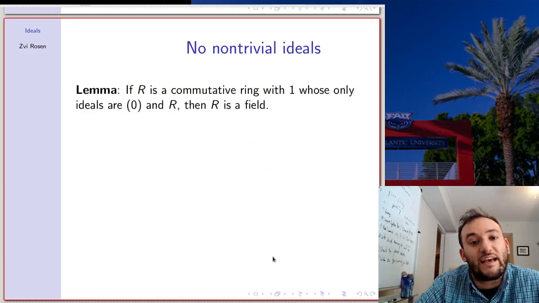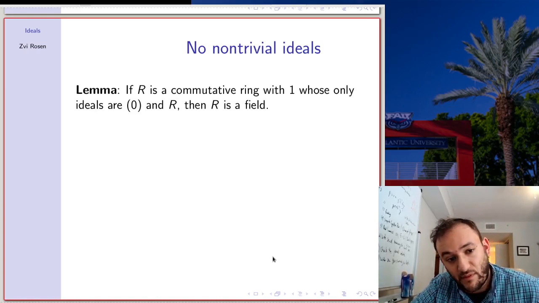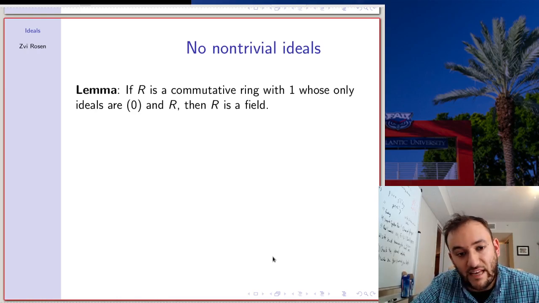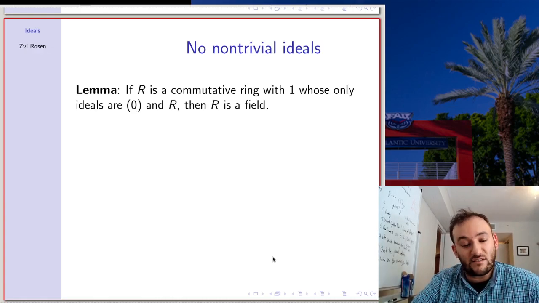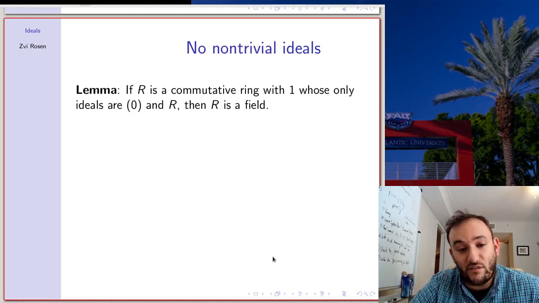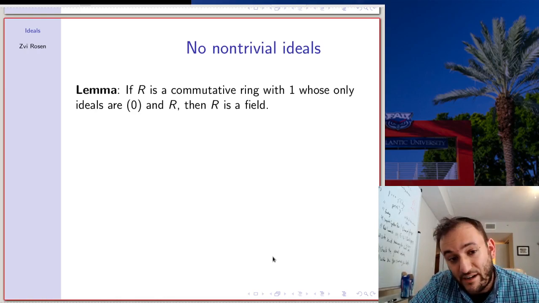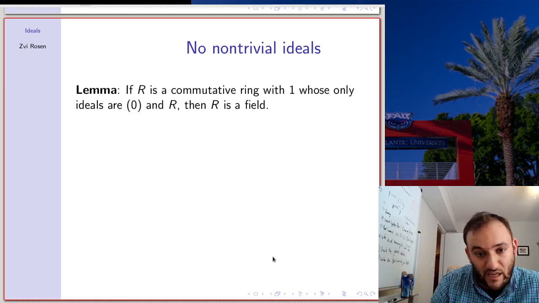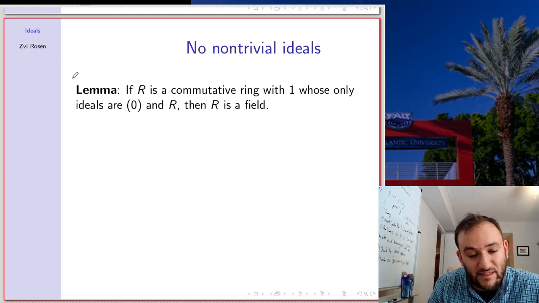Okay, now we'll move to the next section of Herstein, where he talks about maximal ideals. And we'll start with this lemma. We saw a similar idea in the last section. What we saw there is that if R is a field, then it only has two ideals, the zero ideal and the whole field. And here we state the lemma that goes in the other direction. If R is a commutative ring with one whose only ideals are 0 and R, then R is a field. Okay, and here we can use these ideals generated by single elements to get there.